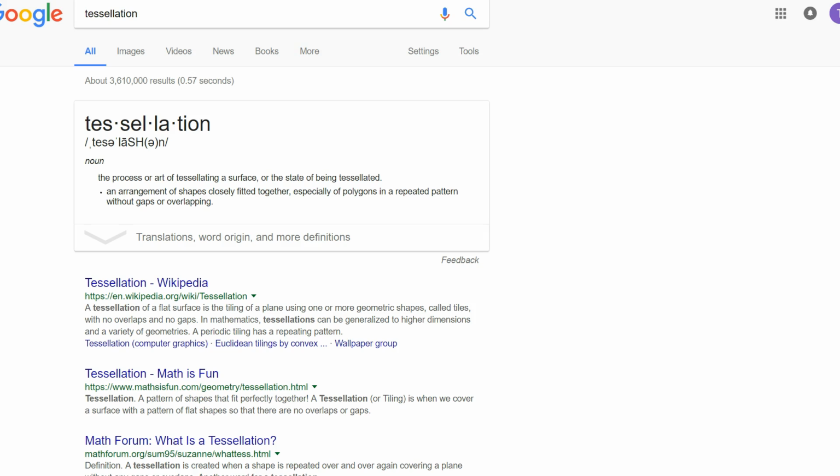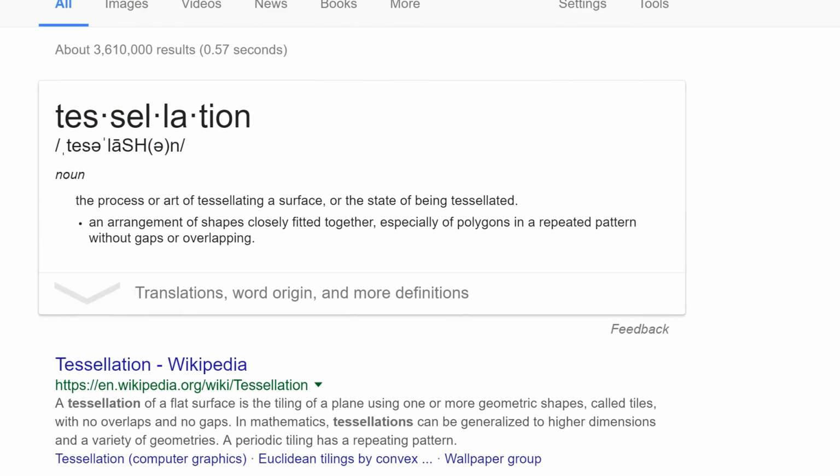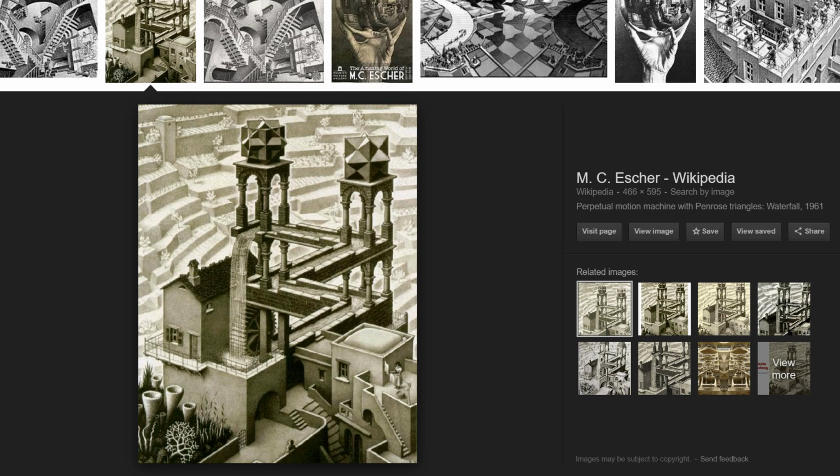So according to good old Google, a tessellation is the process or art of tessellating a surface or the state of being tessellated. What the heck does that mean, actually? An arrangement of shapes closely fitted together, especially of polygons, so many-sided, straight-sided shapes, in a repeated pattern without gaps or overlapping. So somebody who was actually super impressive with tessellations was an artist named M.C.